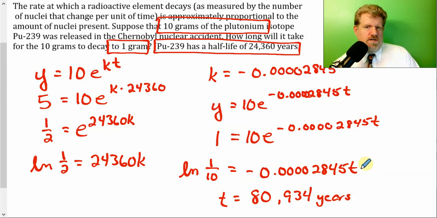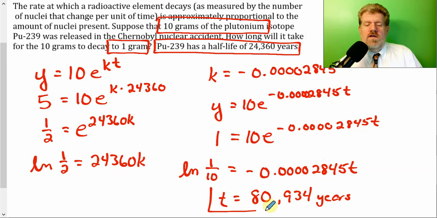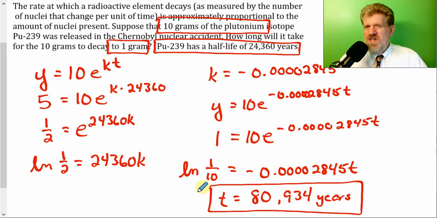Now, if you used more decimals, or if you actually stored that value in your calculator and had more accuracy, you might have gotten 80,922. We're not really worried about how accurate it is because, frankly, it's just an exercise in learning exponential decay and growth. But you should have gotten over 80,000 years, almost 81,000 years, for that to be one left. That's a long time. So that's a long time to be shooting off radiation.